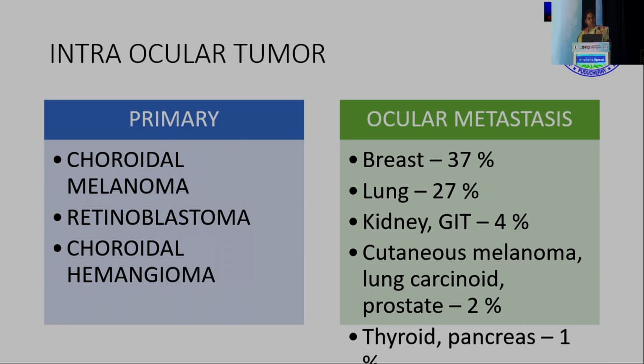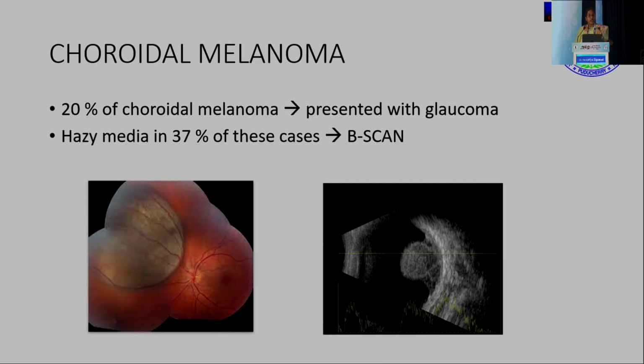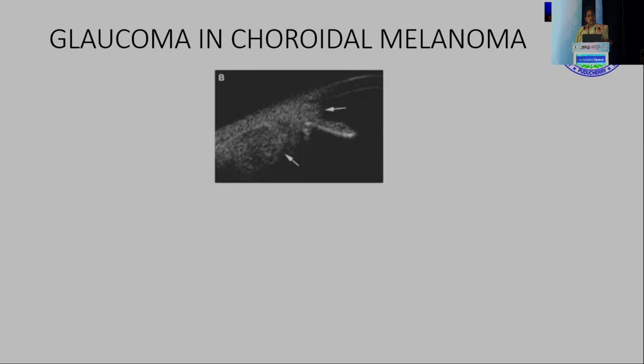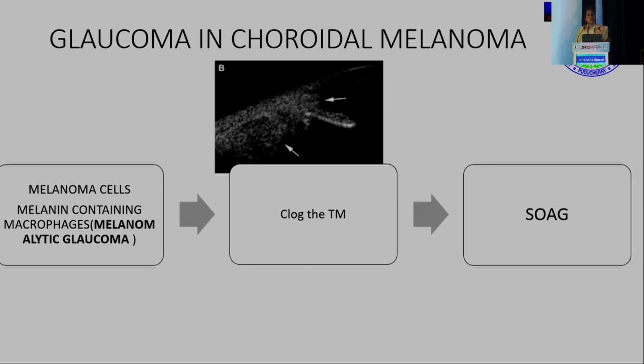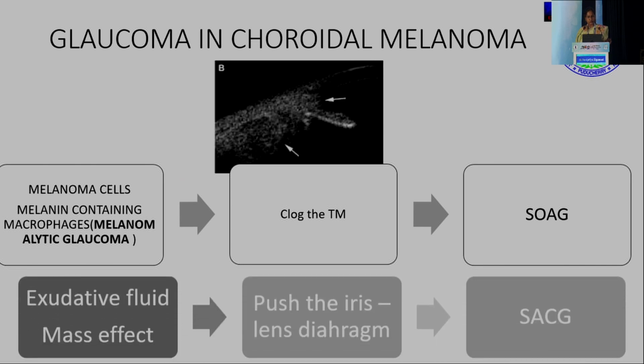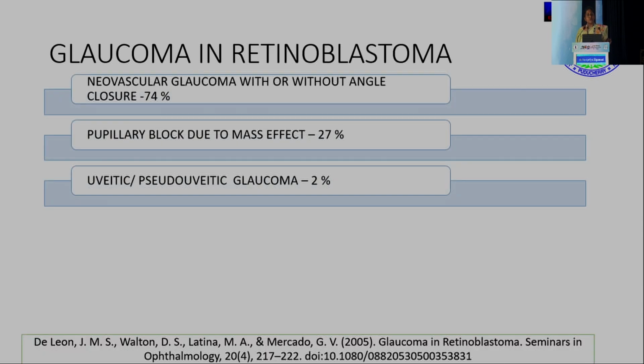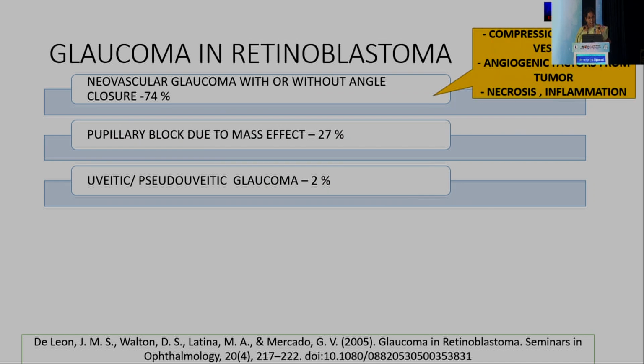And the intraocular tumors: primary tumors, such as choroidal melanoma, retinoblastoma and choroidal hemangioma. Ocular mets, breast carcinoma is most common, and these can cause glaucoma due to mass effect or melanoma cells clogging the trabecular meshwork. Glaucoma in retinoblastoma is commonly neovascular glaucoma. It is due to compression of the retinal vessels or angiogenic factors from the tumor, or necrosis and inflammation can induce neovascular glaucoma.